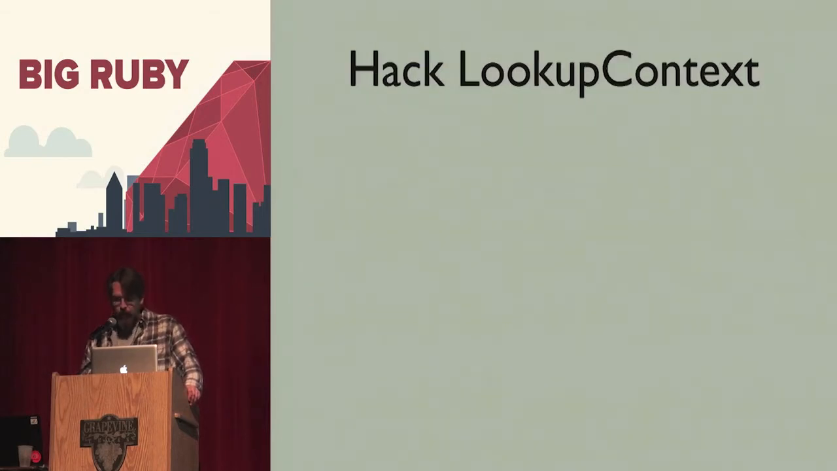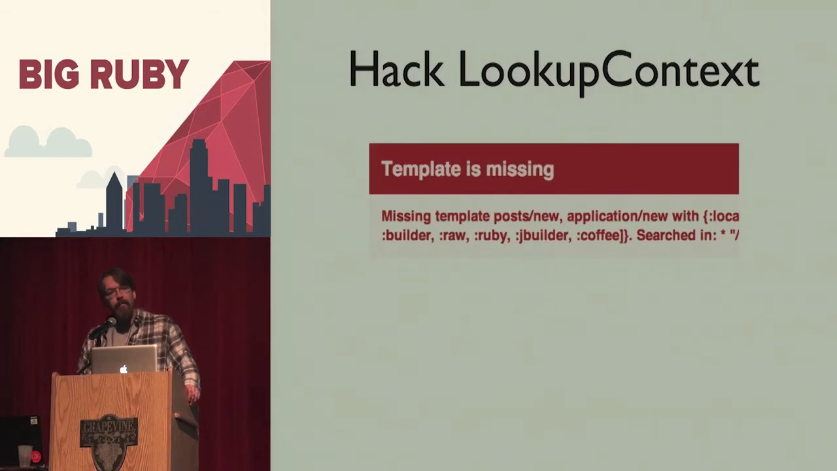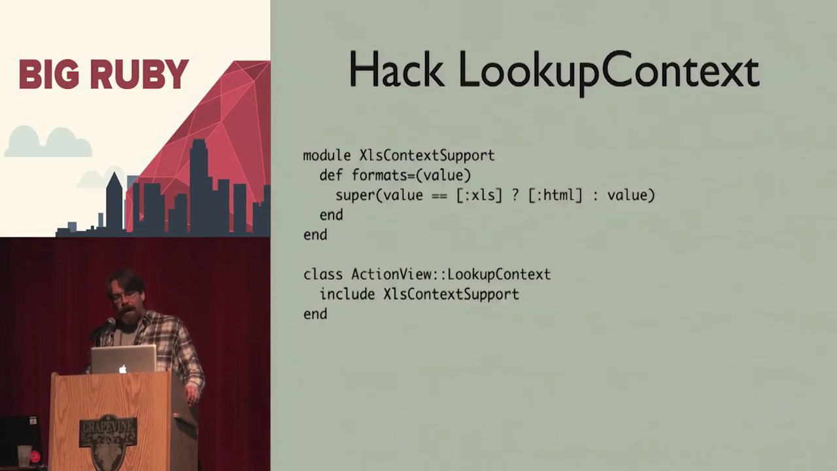We next have to hack the lookup context. The lookup context is an internal Rails object that contains all of your criteria that it needs to find your view. If you've ever come across a template is missing exception, then most of the data that's in this exception comes from the lookup context. So we need to hack it so that when the XLS format is put into it, we can say, no, HTML is fine, we're good.